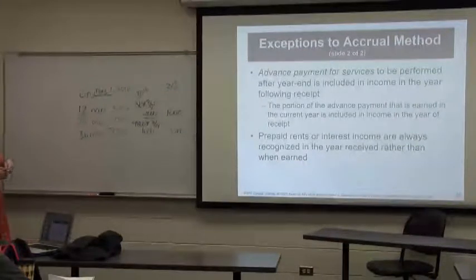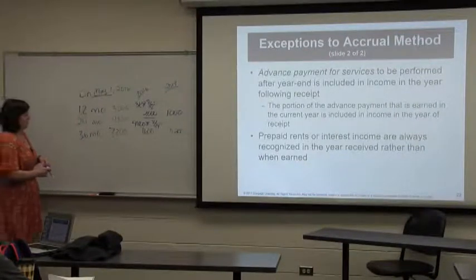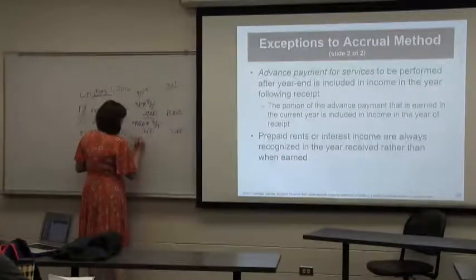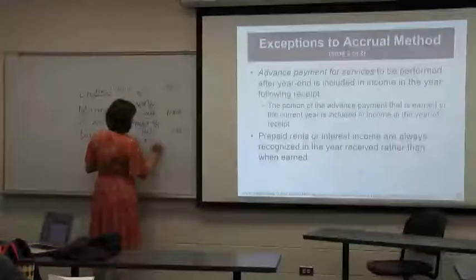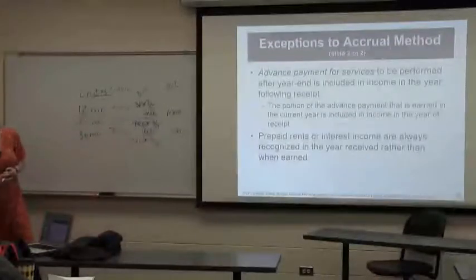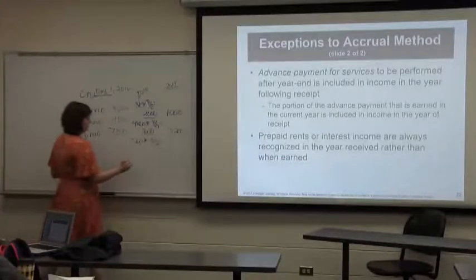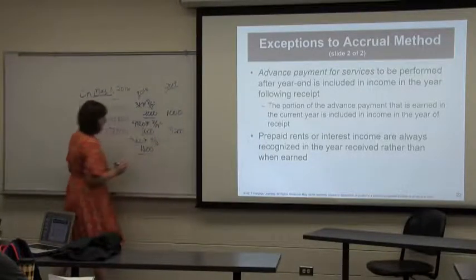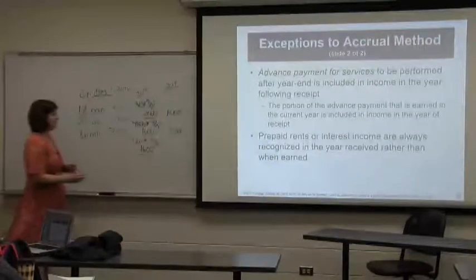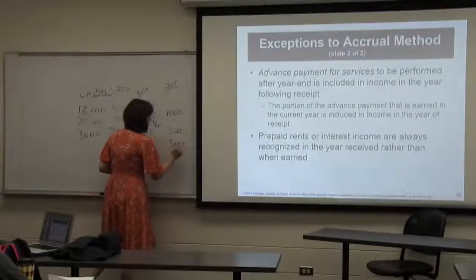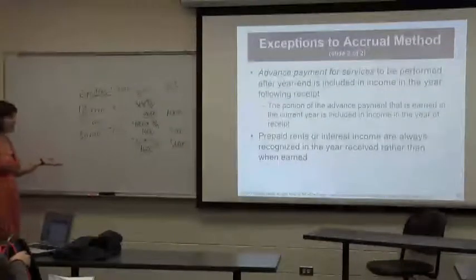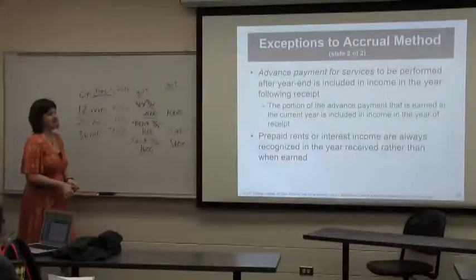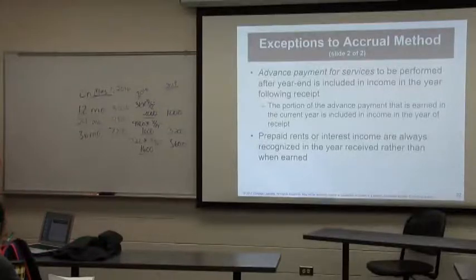Now we have our 36-month rule. Okay, so we have $7,200 times 8, right, over 36, which equals $1,600 again. And the remainder of $5,600 will be pushed into 2017. You don't even have to do the math for 2017. All you have to do is just take whatever is left and recognize it in 17, because that's as far as you can go under this rule.